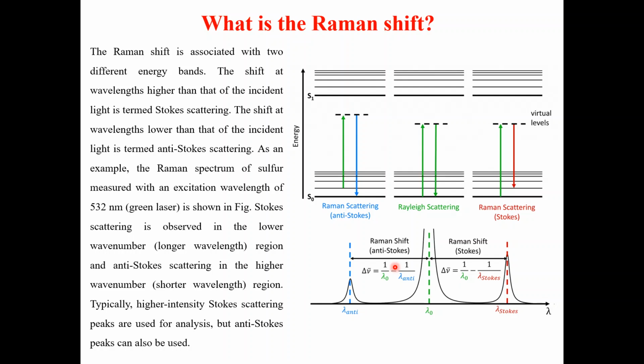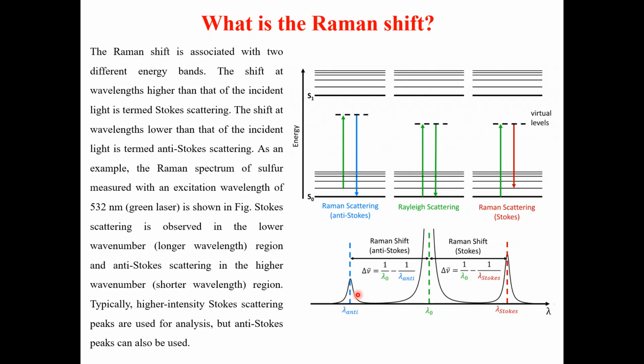So as an example, the Raman spectrum of sulfur measured with an excitation wavelength of 532 nanometer, that we also call green laser, is shown here. This is the sulfur Raman spectrum, taken with the laser excitation of 532 nanometers. So Stokes scattering is observed in the lower wave number, it means the longer wavelength regions, and anti-Stokes scattering in the higher wave number, that is shorter wavelength. So you can observe the Stokes scattering and its anti-Stokes scattering.